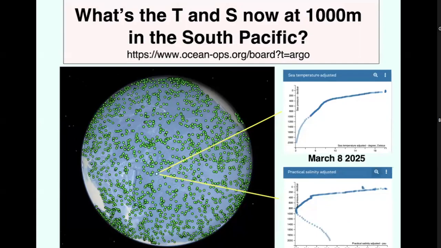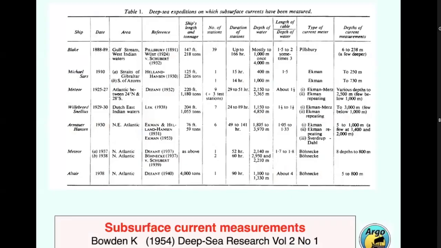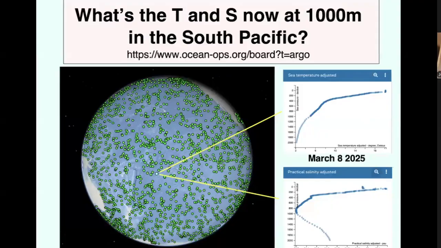And for instance, here's some data that I collected from my laptop in my sitting room just a few days ago. So if you want to know what the temperature and salinity are at 1,000 meters below the surface in some of the remotest parts of the ocean, you can do it. And you can do it thanks to an array of autonomous instruments that fill the world's deep ocean basins.